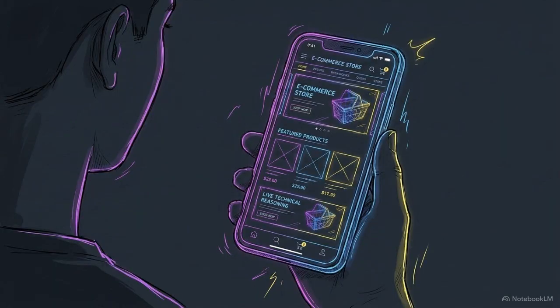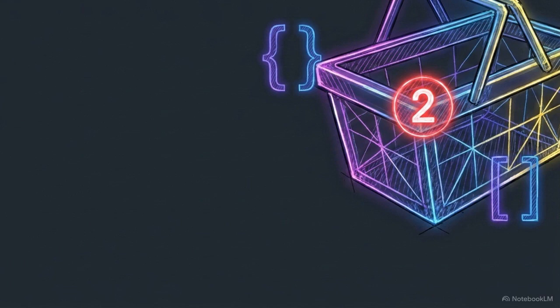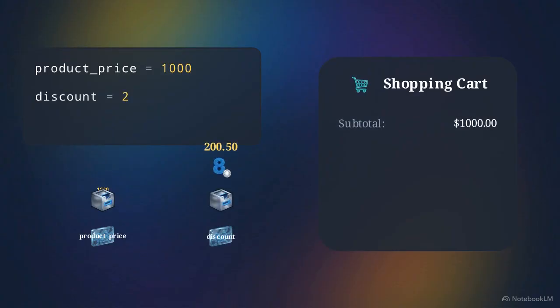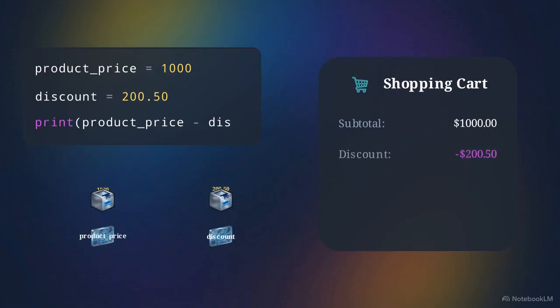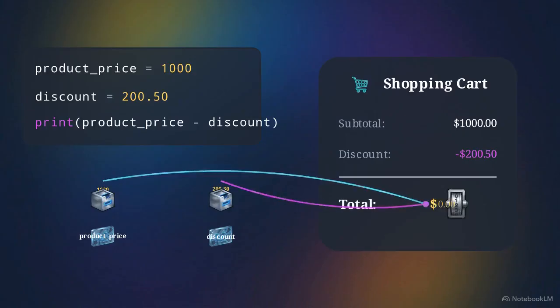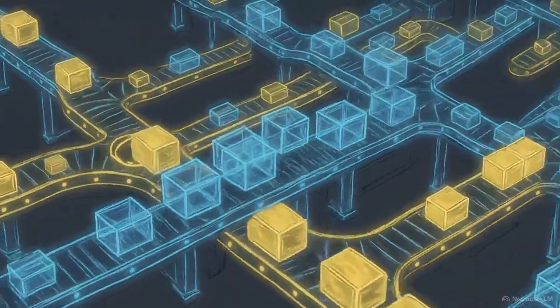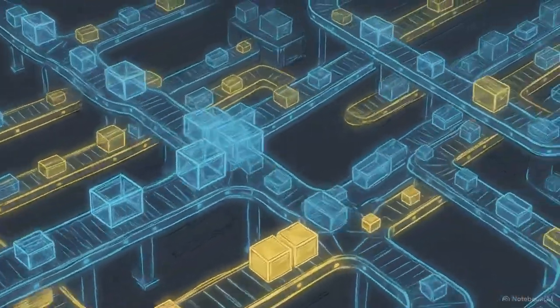Let's see how this works in a real-world scenario. We'll use Python to calculate a total in a digital shopping cart. We use an integer to represent a product's base price, assigning 1,000 to the label product price. Next, we add a float, assigning 200.50 to discount. Finally, we subtract the discount. The total automatically updates. These simple rules for labels and numbers are what make it possible for a shopping cart to handle calculations for customers every day.